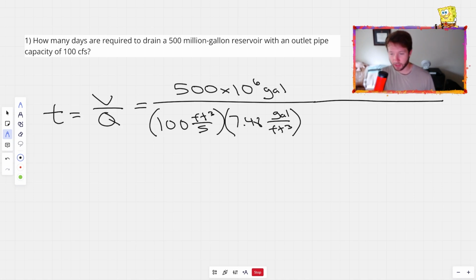All right, so we have that converted. Now we need to convert seconds to days. We have 60 seconds in a minute, 60 minutes in an hour.